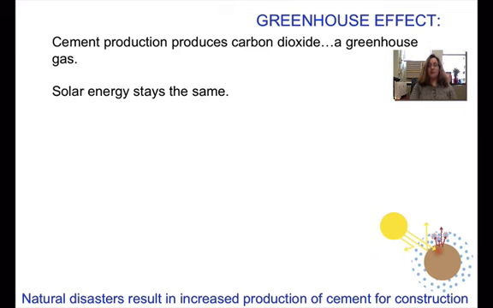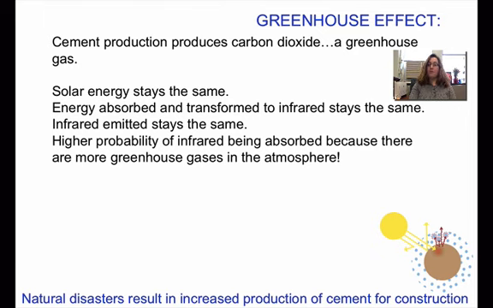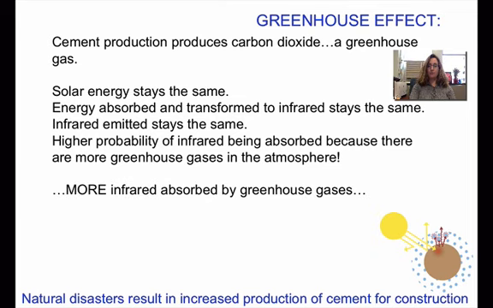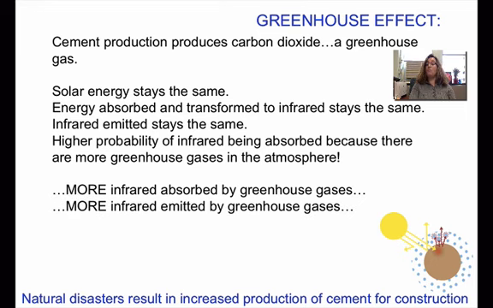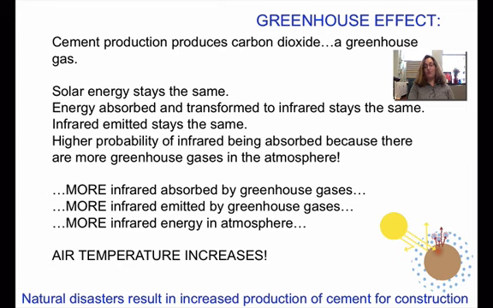Solar energy input will stay the same. The energy absorbed and transformed to infrared at the Earth's surface also stays the same. The amount of infrared energy emitted by the Earth's surface stays the same. However, because there's now more carbon dioxide in the Earth's atmosphere, there's a higher probability of that emitted infrared being absorbed by greenhouse gases in the atmosphere. The more infrared energy absorbed by greenhouse gases, then there's more infrared energy emitted by greenhouse gases, which means there's more infrared energy in the atmosphere, which means air temperature will increase.